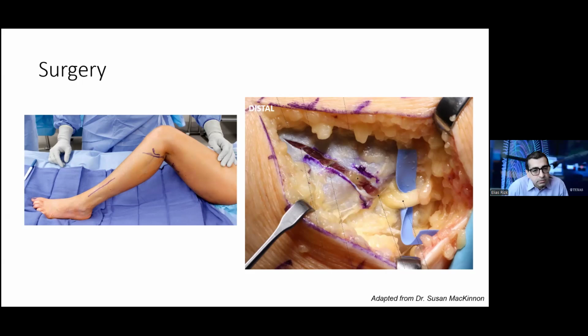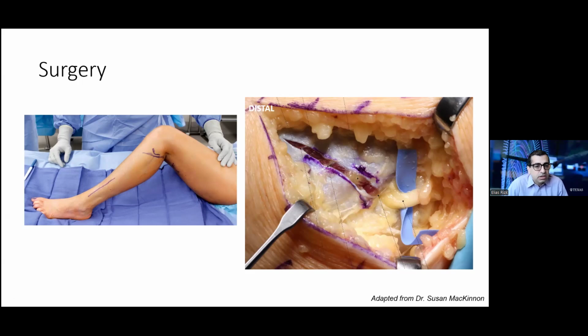That's nice. If you haven't had a chance, Dr. McKinnon has very nice videos. And it's not just about the superficial component. You really have to decompress the back portion of those ligaments to decompress the nerve. And once you do it once, you'll immediately see what you should be tackling in surgery.